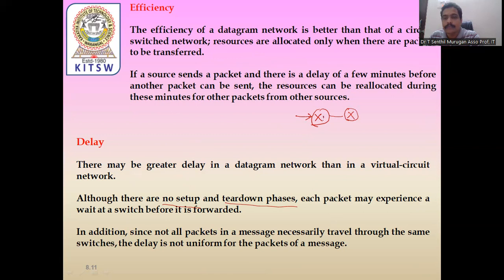So then again the packet will wait here. Like that, it will wait at each and every node. Then it will reach the destination. That delay may be there. But in a circuit switched network, once the setup is over, the packet may be transmitted directly from source to destination. There is no waiting time for processing of the packets at the in-between nodes.